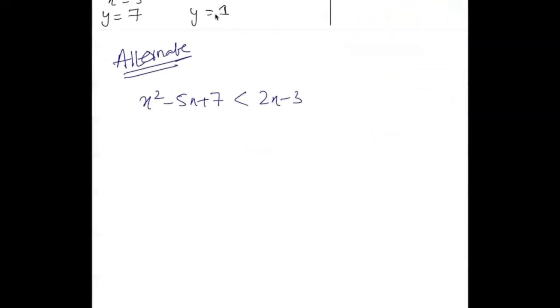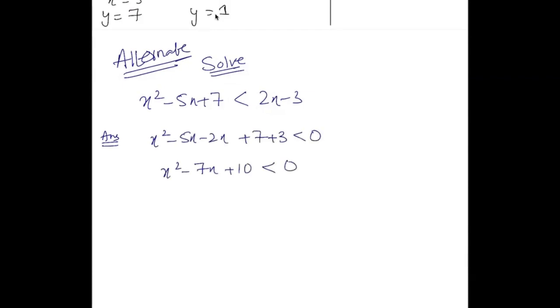So if that's my inequality, solving an inequality means find the range of values of x which is going to satisfy this inequality. So the first step should be that you rearrange the terms in this inequality. You bring this 2x to the other side, minus 3 to the other side of the inequality. You're going to get x squared minus 5x minus 2x plus 7 plus 3 less than 0. Yes or no? Yes, sir. x squared minus 7x plus 10 less than 0.